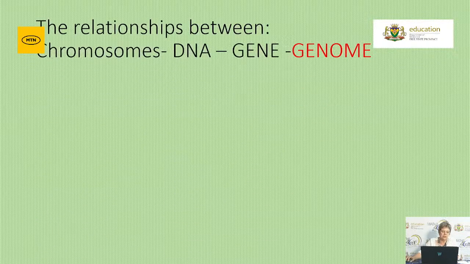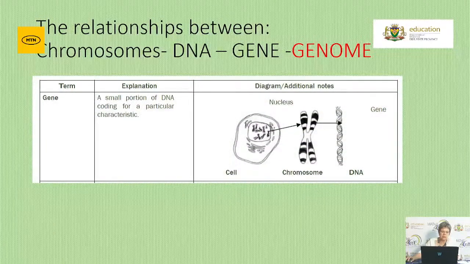Now, there's a relationship between the chromosomes, the DNA, the gene, and the genome. So the gene is a small portion of the DNA that codes for a characteristic. DNA, on the other hand, codes for all your characteristics. I'm going to say that again. A gene codes for only one characteristic, and DNA codes for all your characteristics. So that's the difference between a gene and the DNA molecule.